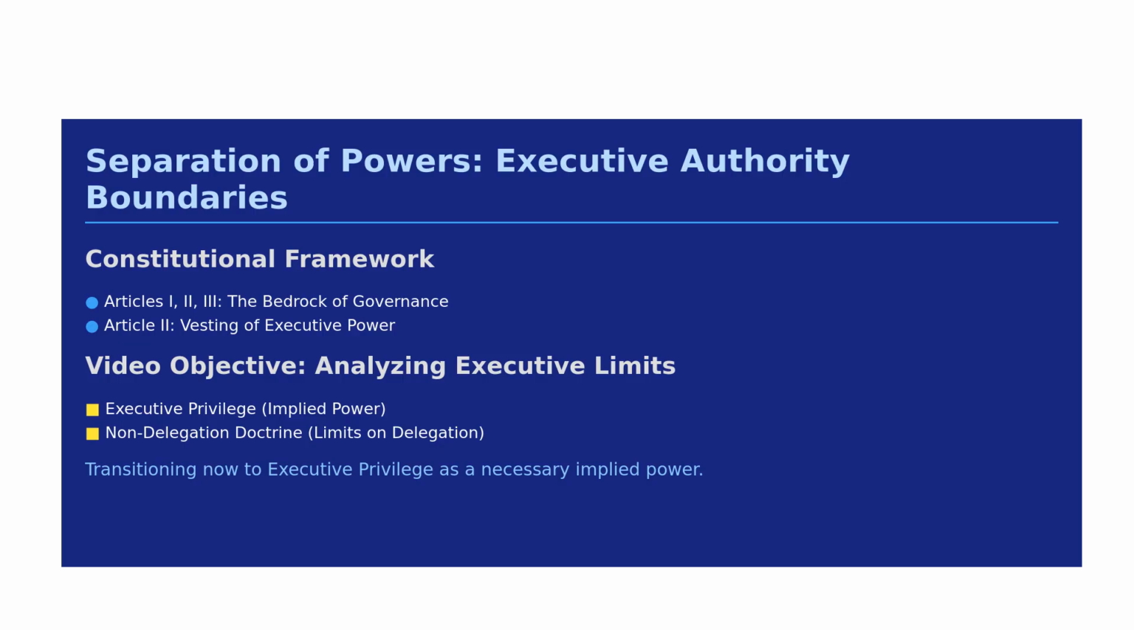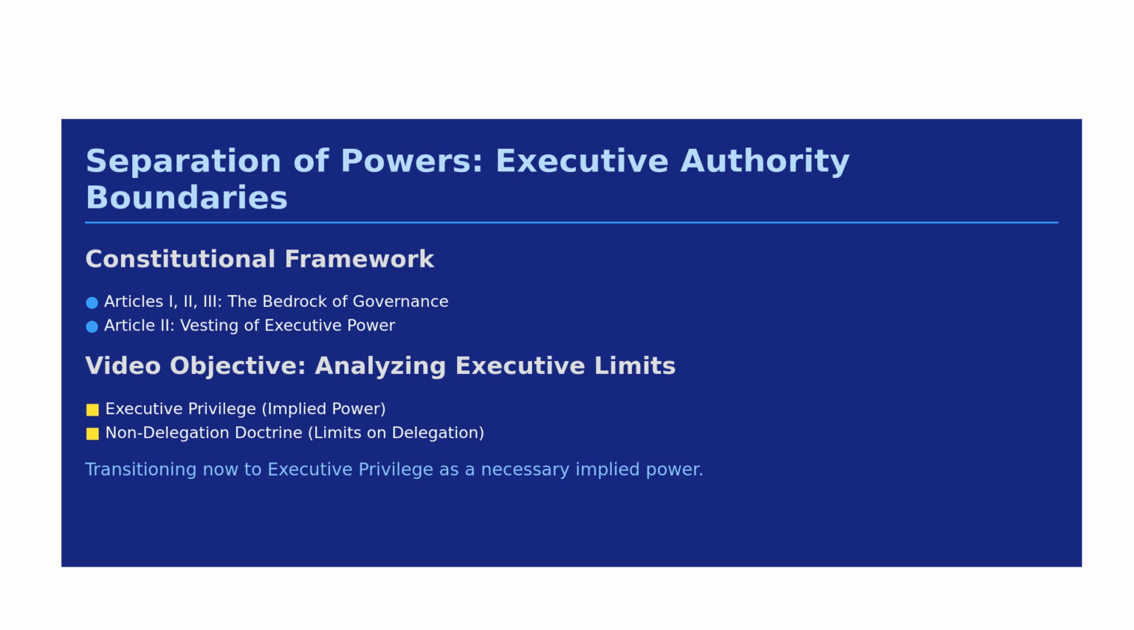This video will analyze two critical, frequently litigated boundaries of executive authority that are essential knowledge for the bar examination. First, we examine executive privilege, which concerns the inherent right to confidentiality within the executive branch. Second, we will explore the limits on congressional delegation, specifically the non-delegation doctrine, which constrains how much law-making authority Congress can transfer to executive agencies.